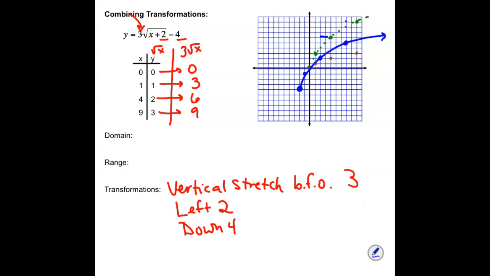Okay, so again, my endpoint here is going to determine my domain and range. The lowest x value that I have is here at -2. So x has to be greater than or equal to -2. And the lowest y value I have is here at -4. So my y values would be greater than or equal to -4. So your domain and range are going to be based on that endpoint of our curve.